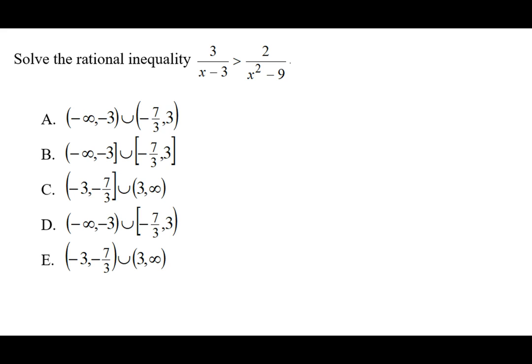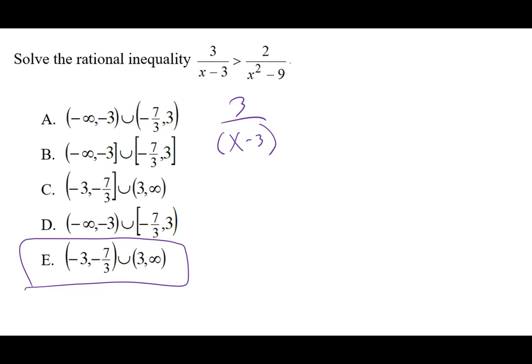Okay, so assuming that you have tried it, we're going to go ahead and rewrite this. So 3 over x minus 3. And sorry, just to be clear, the answer is E. So if you were trying it and got an answer of E, congratulations, you're correct. If not, let's go through it. So 3 over x minus 3 minus 2 over, and I'm going to factor, x plus 3, x minus 3, and this is all greater than 0.